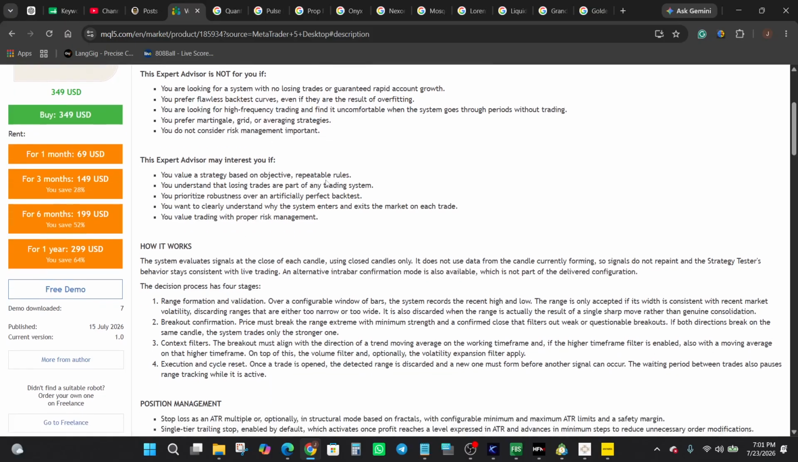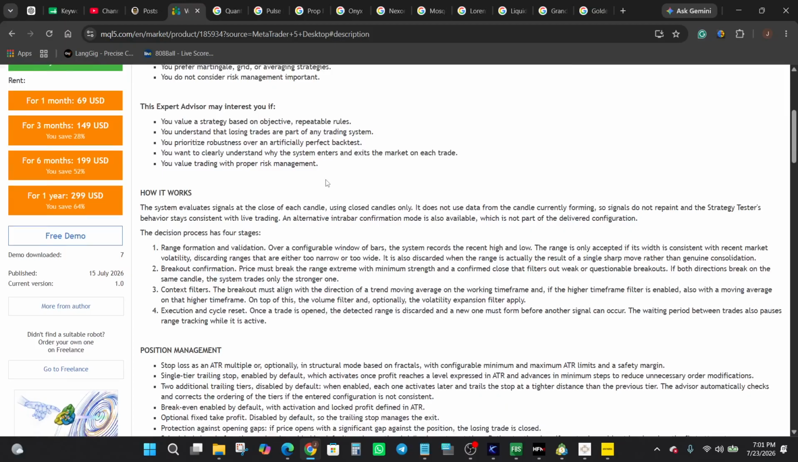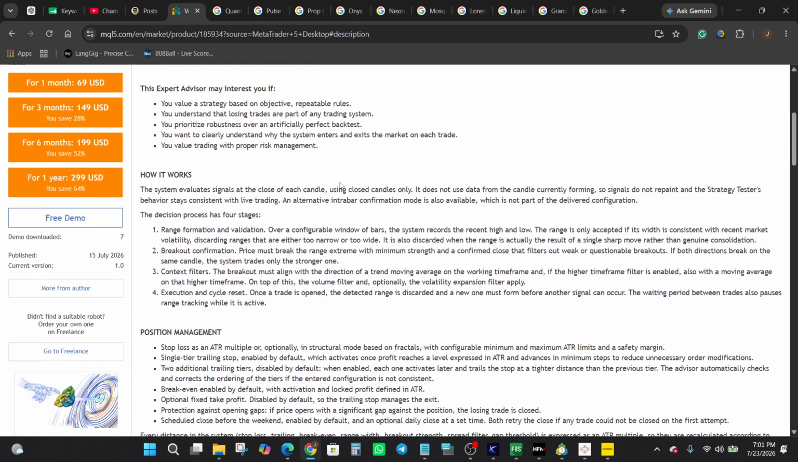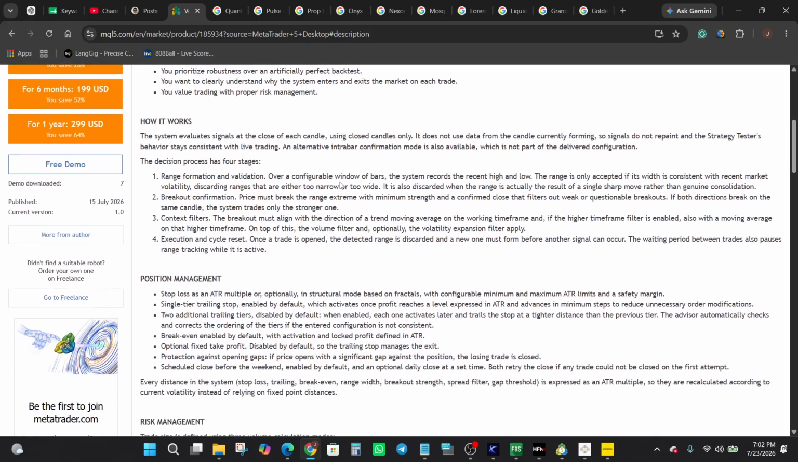Another aspect that stands out is the amount of filtering applied before a trade is taken. The breakout must align with the direction of a moving average on the trading time frame, and if enabled, it can also require confirmation from a higher time frame trend. On top of that, optional volume filters and volatility expansion filters can be used to improve trade selection.